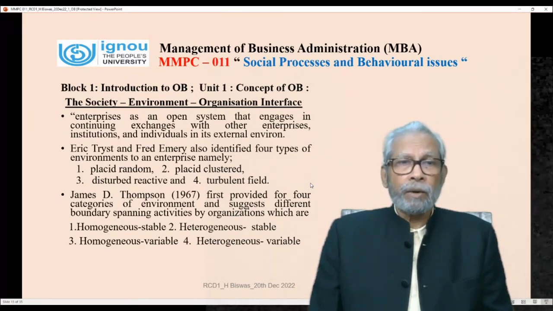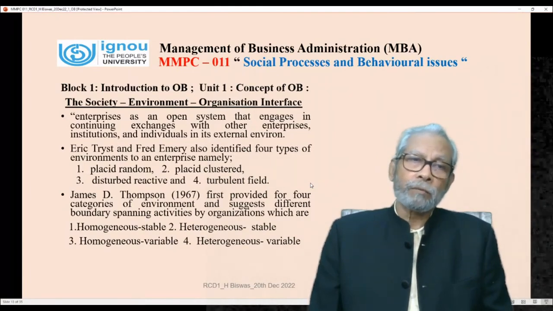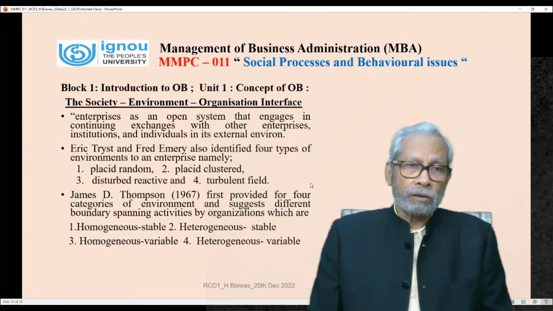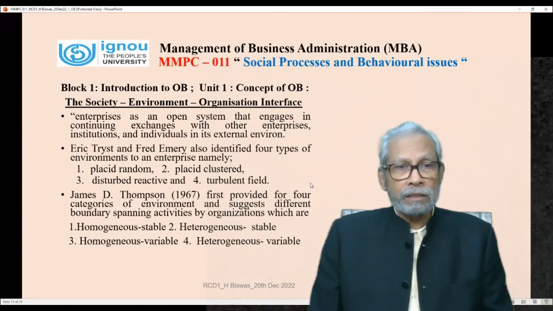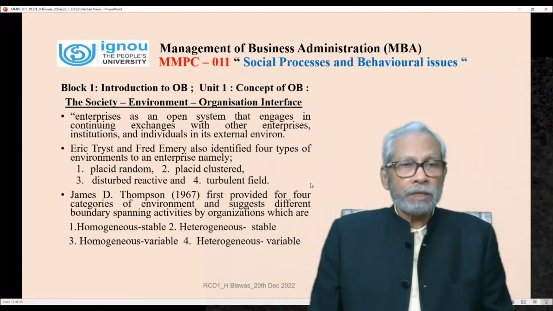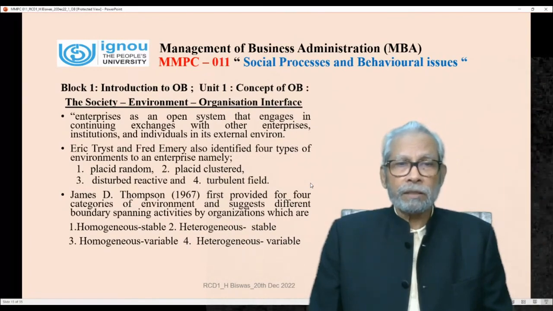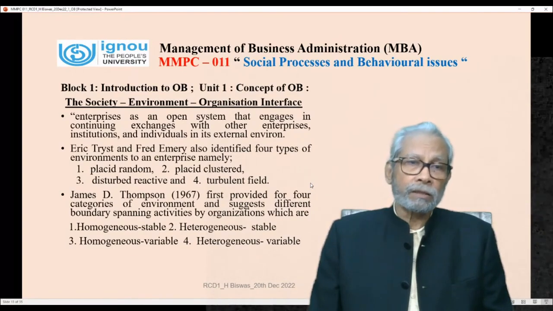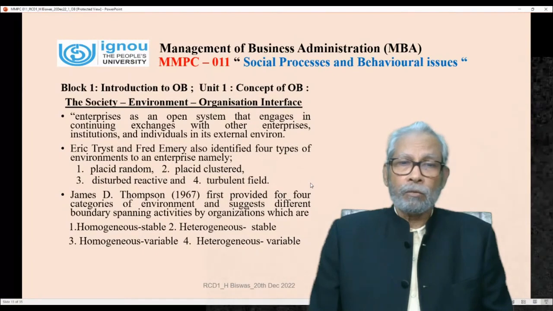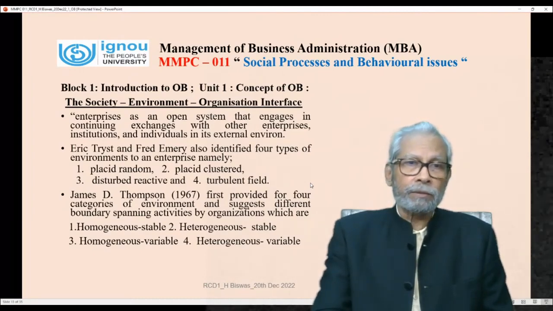Eric Trist and Fred Emery also identified four types of environments for an enterprise, namely placid random, placid clustered, disturbed reactive, and turbulent field. James D. Thompson in 1967 first provided four categories of environment and suggests different boundary spanning activities by the organizations, which are homogeneous stable, heterogeneous stable, heterogeneous variable, and heterogeneous variable. So this is the way they have derived.